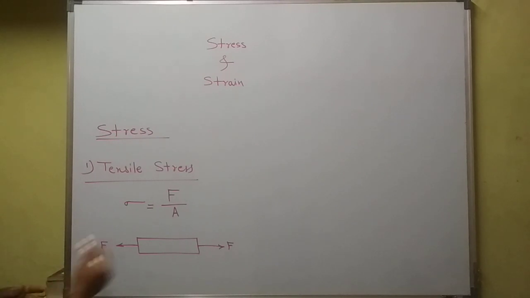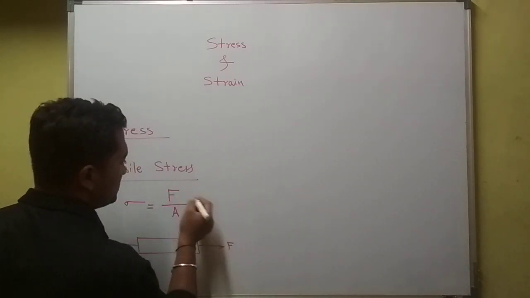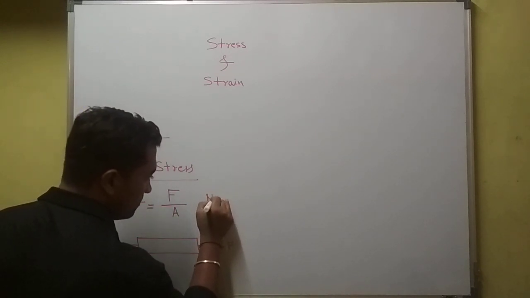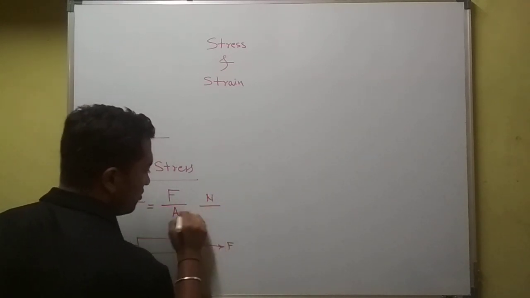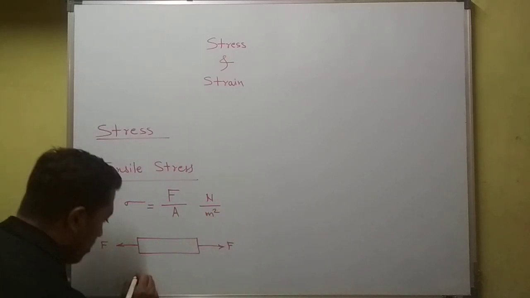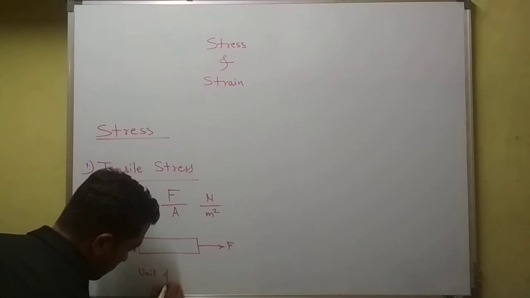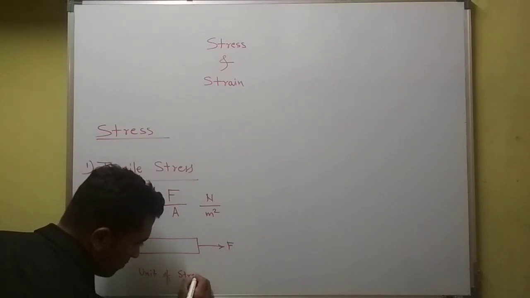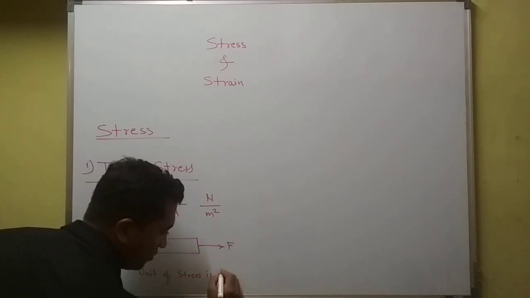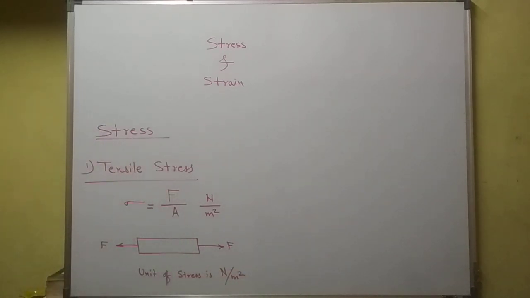Now what is the unit of stress? The SI unit of force is Newton, and the SI unit of area is meter square. So the unit of stress is Newton per meter square. Understood?